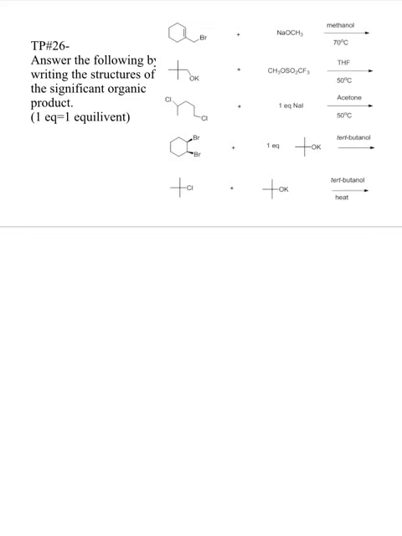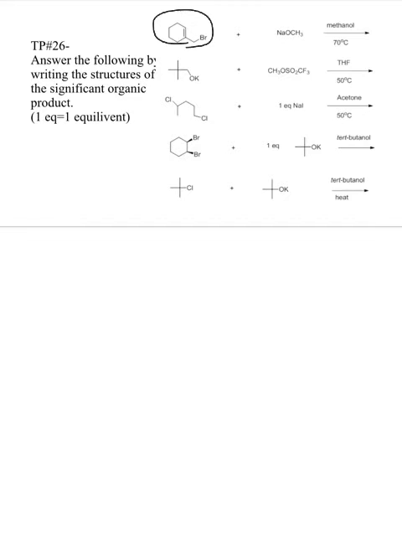Okay, so this problem, answer the following by writing the structures of the significant organic product. And notice 1 equivalent equals 1 equivalent, 1 EQ. Now, when you're solving these problems, you need to look at what's the functional group. And here, the first one is an allylic bromide.